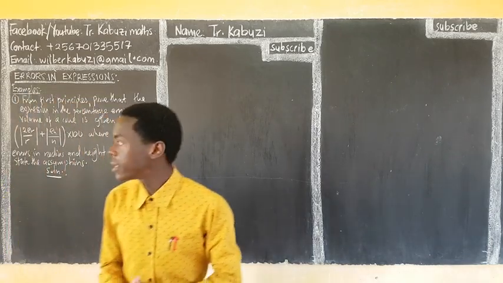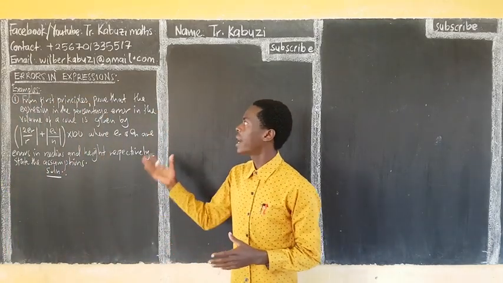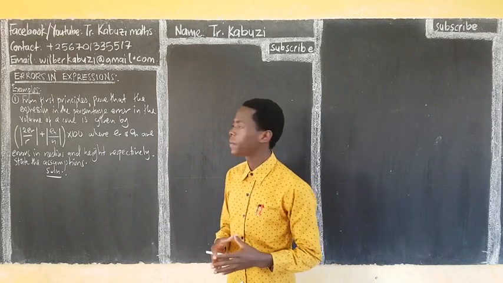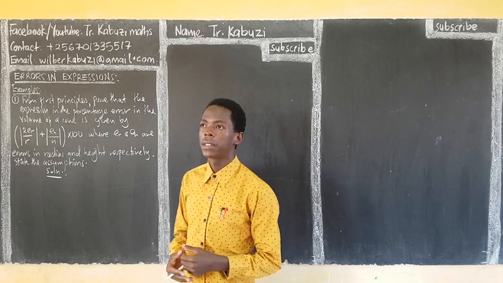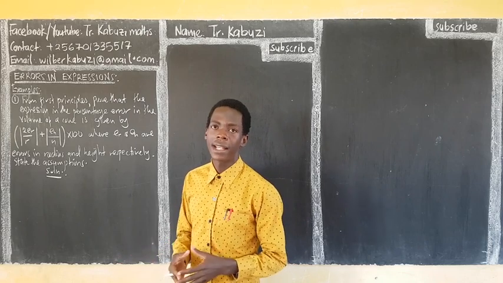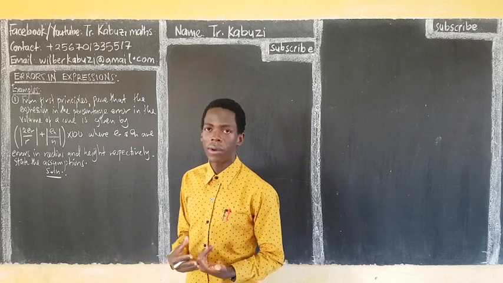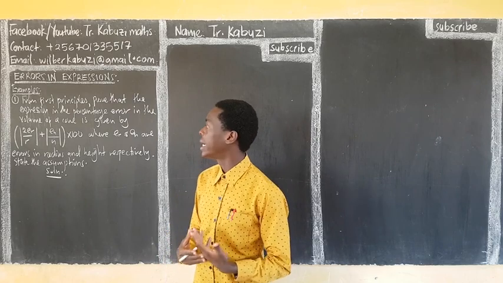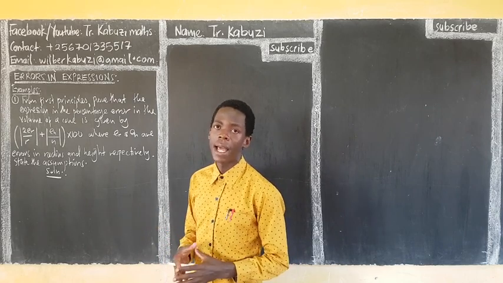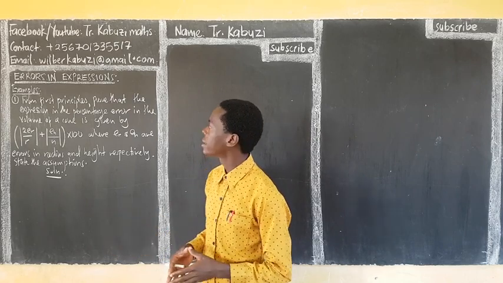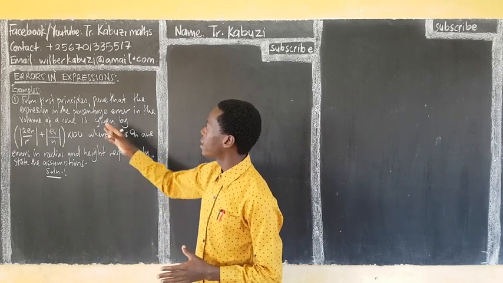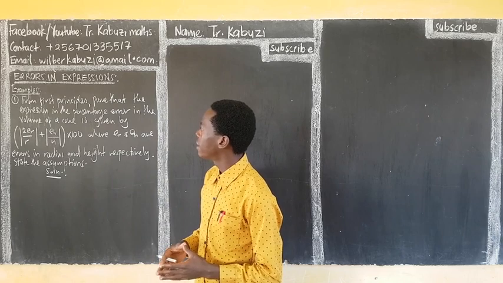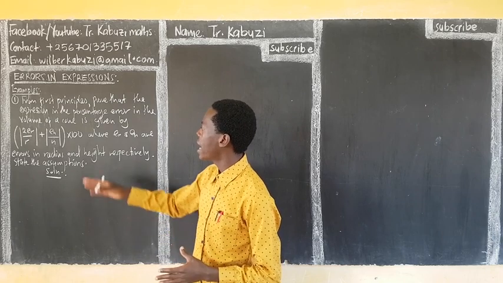Now, members, we are going to see what happens if they ask for us to get errors in expressions. Expressions include formulas for volumes, formulas for areas, and so on. That means you need to be good in these formulas for given figures. So, the example is: from first principles, prove that the expression for percentage error in volume of a cone is given by this.